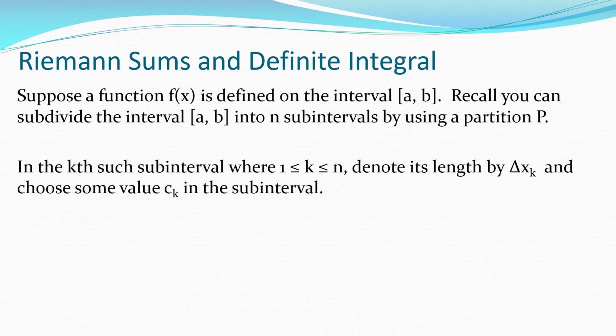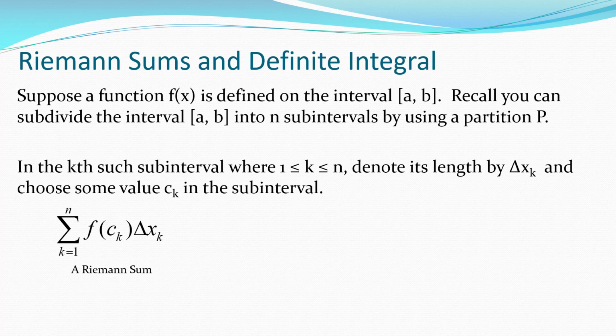Suppose you have a function that's defined on a closed interval from a to b. Recall that you can subdivide that interval from a to b into n subintervals by using a partition. Now, in the kth such subinterval, where k goes from 1 to n, denote the length of that subinterval by change of x sub k, and also choose some value c sub k in that subinterval. By making these choices and forming the product of the function value at the choice times the length of the subinterval, and then just adding up those products, we form what's called a Riemann sum.